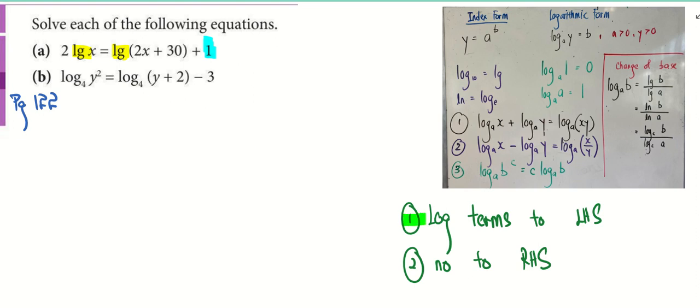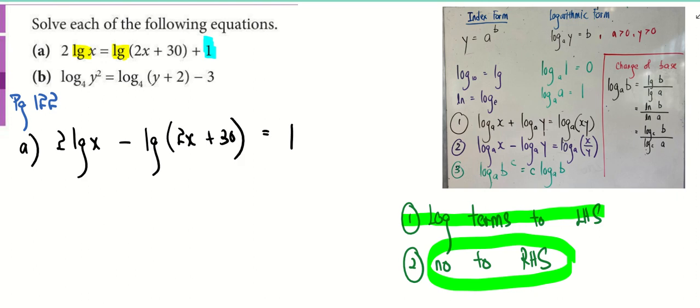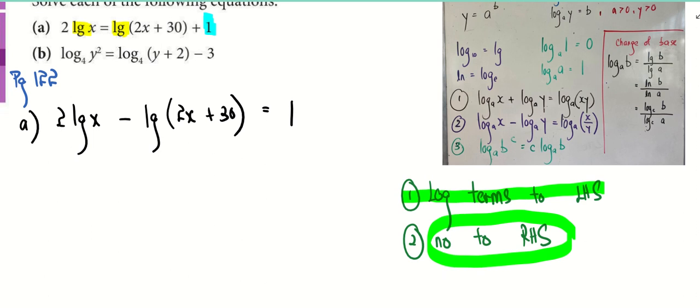So take note, what we want to do is we balance all our log terms to the left-hand side. Then, on the right-hand side, we only have a number. Alright, so this is the trick, or rather, this will be the approach that I'm dealing with. So very simple, let me push all the log terms to the left-hand side. Okay, so on my left-hand side, I have balanced all the log terms. On my right-hand side, there is only left with a number.